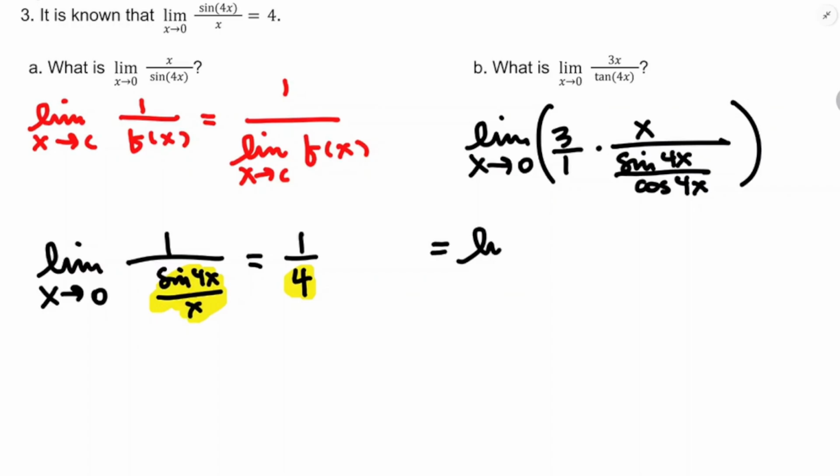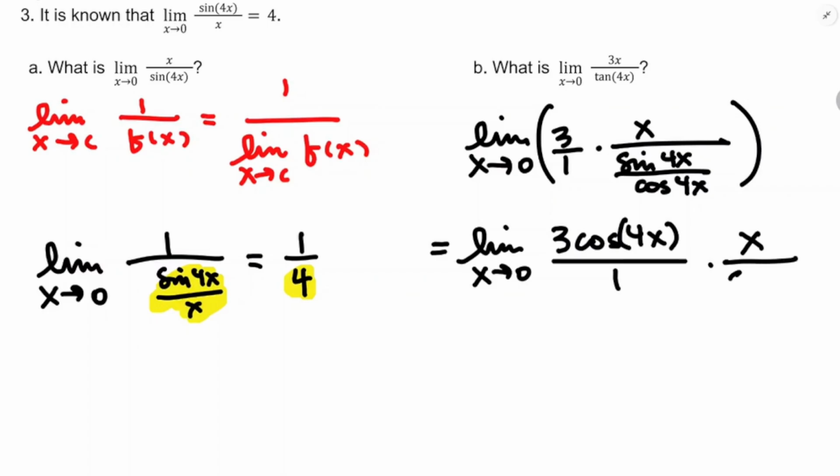It's going to be the limit as x approaches 0 of, I'm going to bring the cosine of 4x over here. That'll be good. Over 1 times x over sine 4x. And one thing that we know to be true, from the properties of limits, is that the limit of the product is equal to the product of the limits, provided that each of the things exists individually.